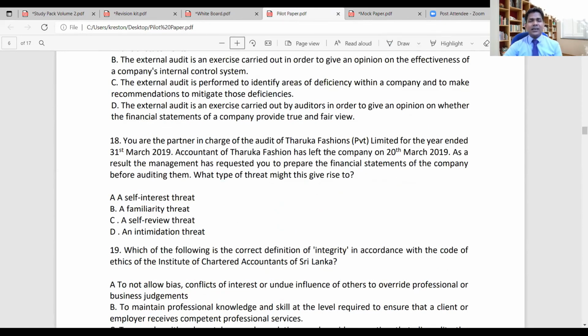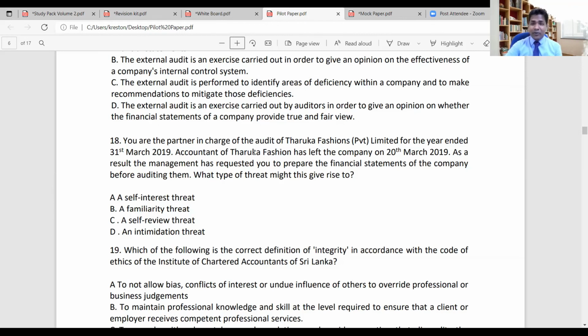I'm going to take question number 18, which I showed you at the beginning of the session. You are the partner in charge of the audit of Taruka Fashion Private Limited for the year ended 31st March 2019. The accountant of Taruka Fashion has left the company on 20th March 2019. As a result, the management has requested you to prepare the financial statements of the company before auditing them. What type of threat might this give rise to?